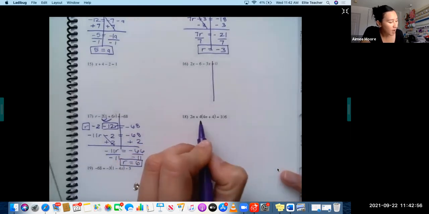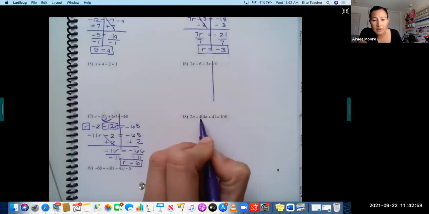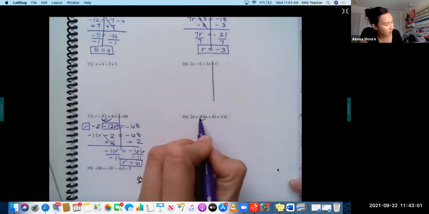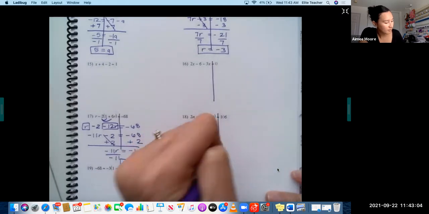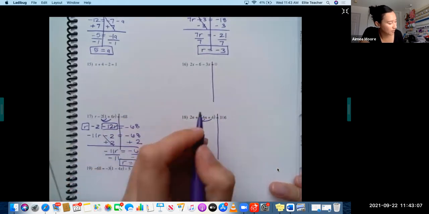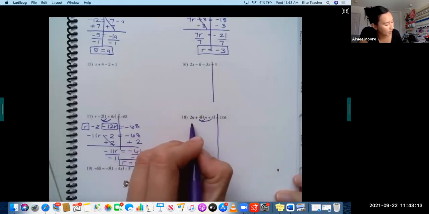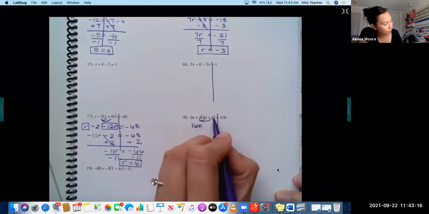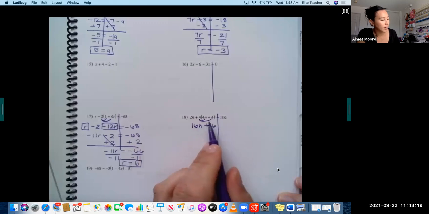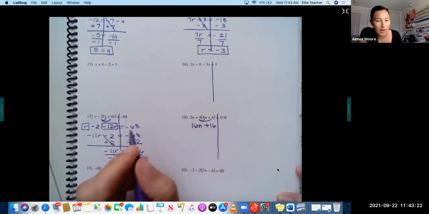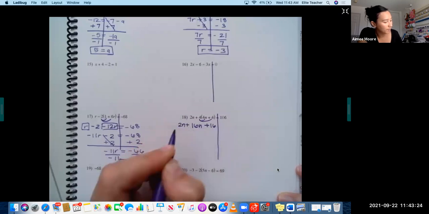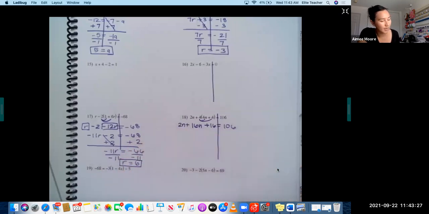She's not quite sure. So remember PEMDAS, so we always have to do our parentheses first. So you guys learned how to distribute, that was our last topic we covered. So we distribute the 4 to everything in the parentheses. So 4 times 4n is 16n, and then 4 times 4 is 16. So now we got rid of our parentheses, so we just have to bring everything else down. So we still have our 2n, and then we still have our equals 106. Any questions so far on how I got to 2n plus 16n plus 16 equals 106?